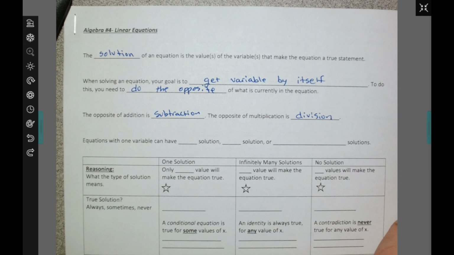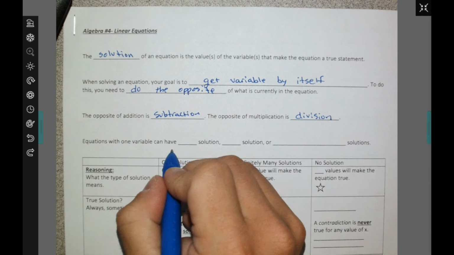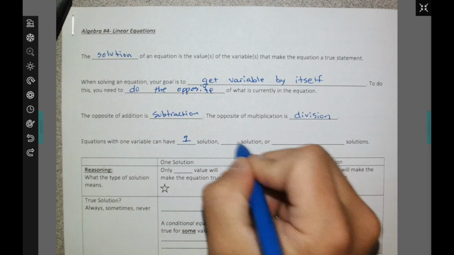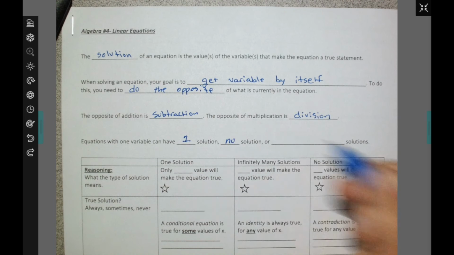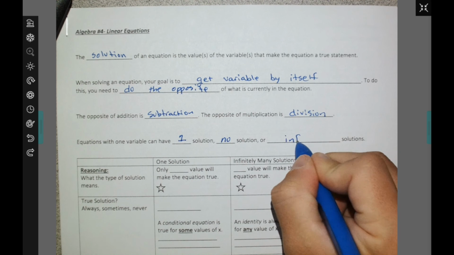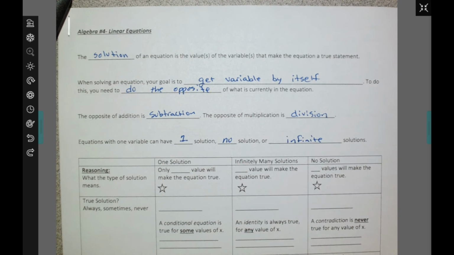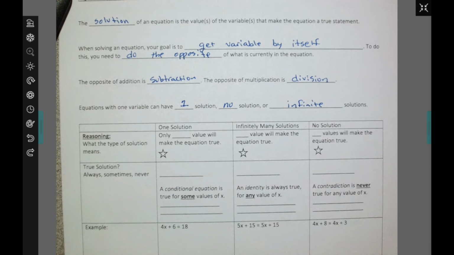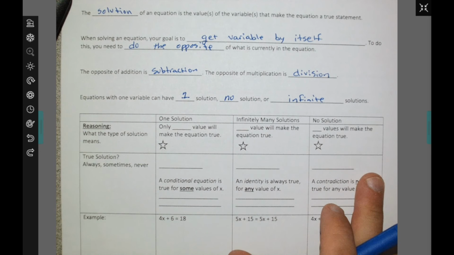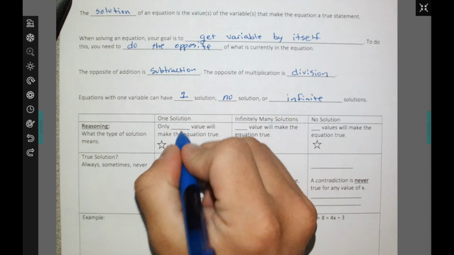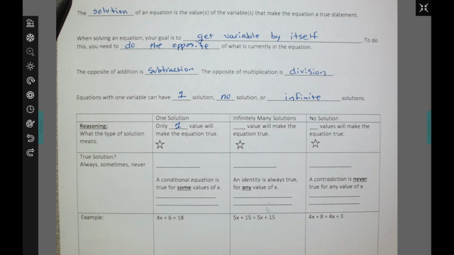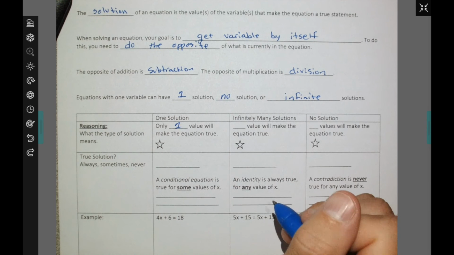And then there are 3 different types of scenarios we could have. Equations with one variable can have one solution, they can have no solution, or they can have infinite solutions. Okay, so with this, we have our 3 scenarios down here. When we have one solution, only one value will make the statement true, so one number. Will it be true? Sometimes. So a conditional equation is true for some of the values of x.